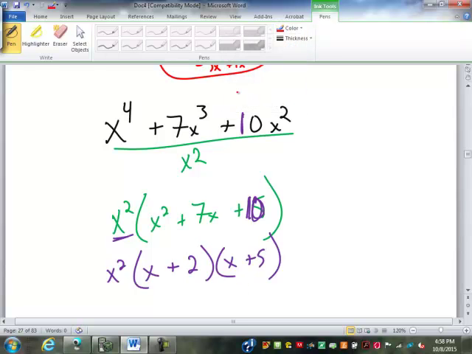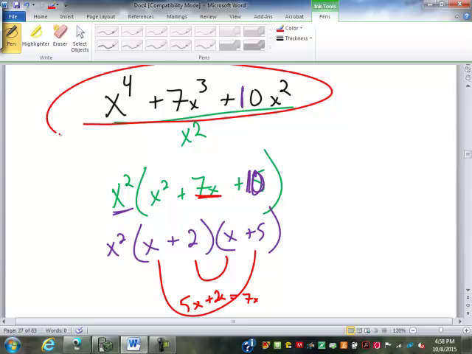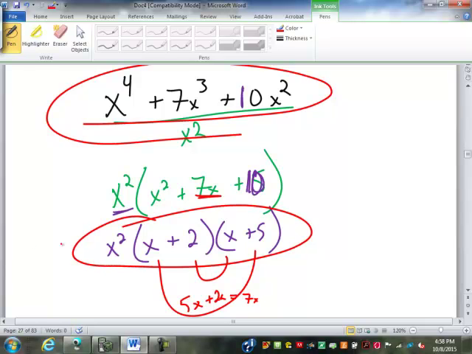And now we can double check. X times 5 is 5x. 2 times x is 2x. Adds up to 7x, which is what we want. So x to the 4th plus 7x to the 3rd plus 10x squared factors into x squared times x plus 2 times x plus 5.